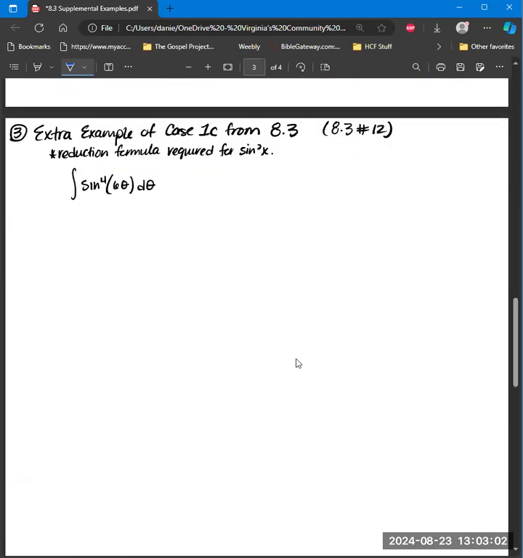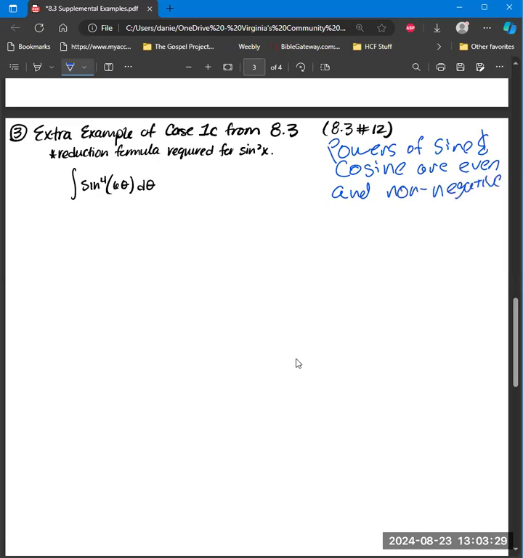Let's look at an extra example of case 1c from 8.3. This is from the textbook here. Powers of sine and cosine are even and non-negative. So we're going to have to use the power reducing formulas. In this case, I'm going to start with the power reducing formula sine squared x is equal to 1 minus cosine of 2x over 2.